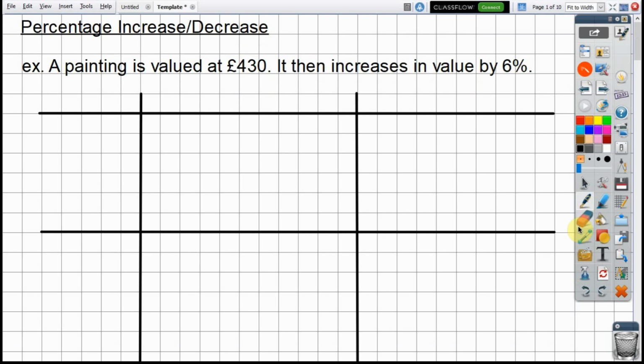A painting is valued at £430. It then increases in value by 6%. Now you'll notice I haven't yet given a question. That's because there are two types of basic question that could be asked. They could say, how much did it increase by? Or they could say, how much is it worth now?